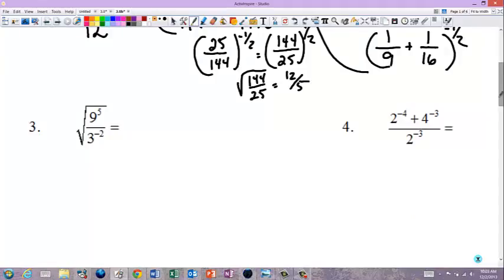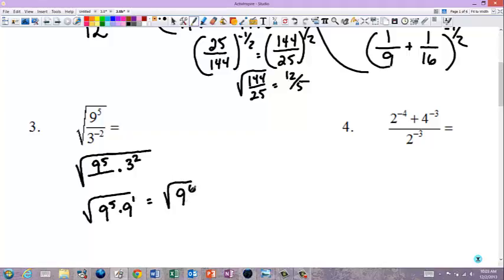I'm going to work inside out. That's 9 to the 5th over 3 to the negative 2, which is the same as times 3 squared on the top. So that's really 9 to the 5th times 9 to the 1, which is 9 to the 6th. And I could rewrite that as to the 1/2. 6 times 1/2 is 3. Oh gosh, 81 times 9, 729, I think. Yeah. And then 4, I would need to write them separately.